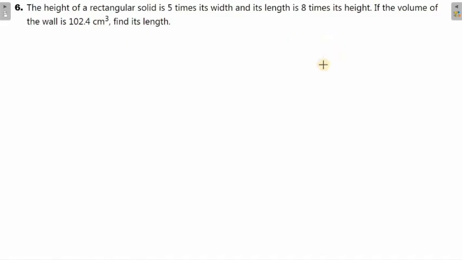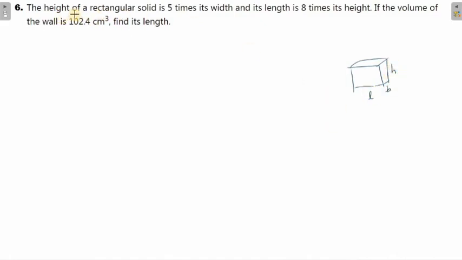Okay, so try to understand the case here. So we have the height of a rectangular solid. So there's a rectangular solid. Okay, so we can say this is my rectangular solid. Now this is my length, this is my breadth, and this is my height. All of you are aware of this.